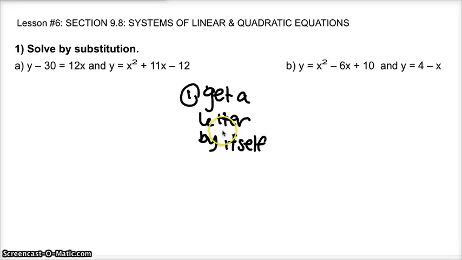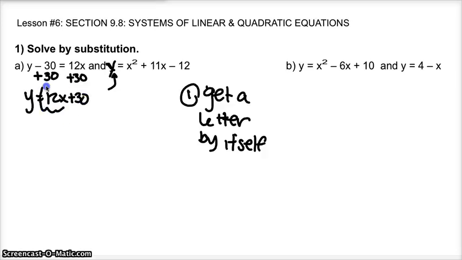Usually we think about getting y by itself, but we could get x by itself depending on the situation. So for this particular problem, I see that I have a y equals, but I also see that I have y minus 30 equals 12x. So if I can get this y by itself, then I can take out this one and replace it with its equivalent. To get the 30 to the other side, because it's being subtracted, I'm going to add it. So y equals 12x plus 30.